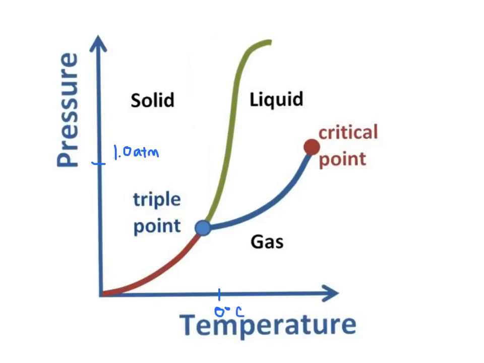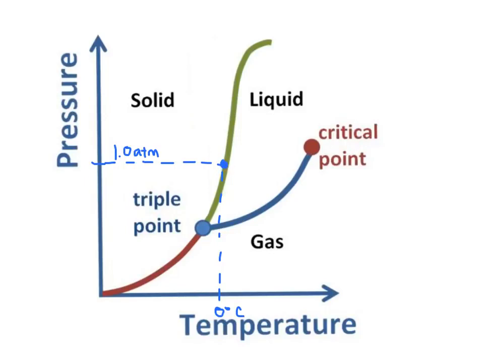Now if we connect these lines, we can see that they meet right about here, and if we look at the boundary, this is the boundary between the states of solid and liquid. So this line right here represents melting and freezing. So at 1 atmosphere, standard atmospheric pressure, and 0 degrees Celsius, we could say that is the melting point and the freezing point of water.